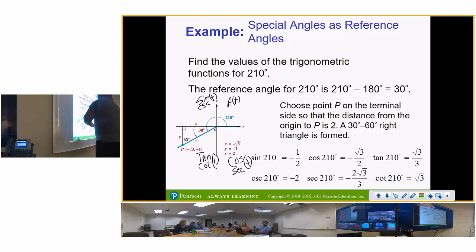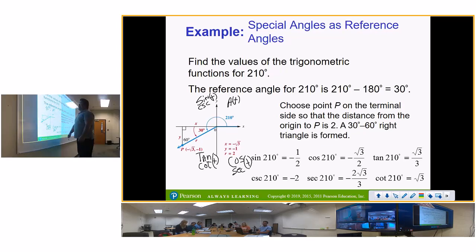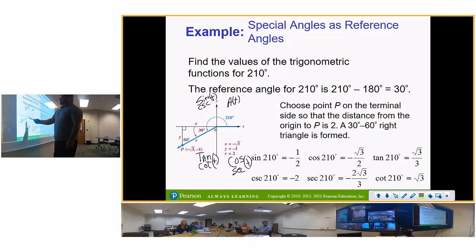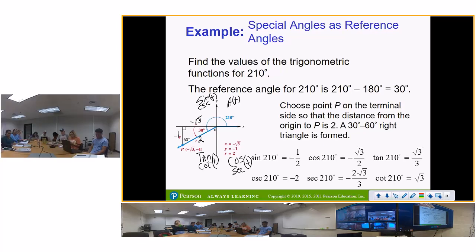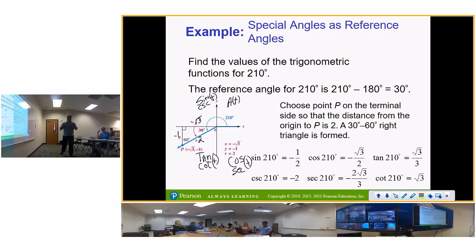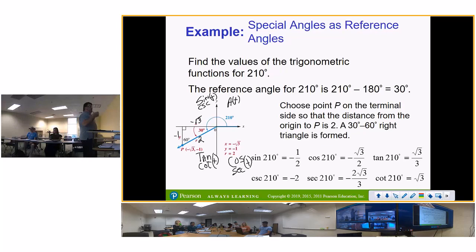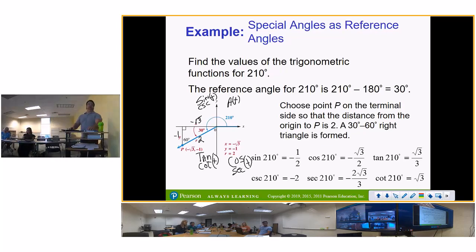Or, if you don't want to remember that, you've got to remember this is in the third quadrant, so this is going to be negative square root of 3. This is going to be negative 1, and the hypotenuse is always positive, so it's 2. You with me? See, this stuff does not have to be memorized. You just have to learn it. And after you learn it, you drill it in your head by doing it over and over and over.